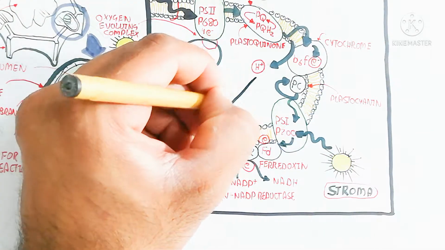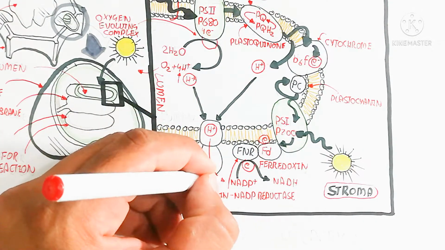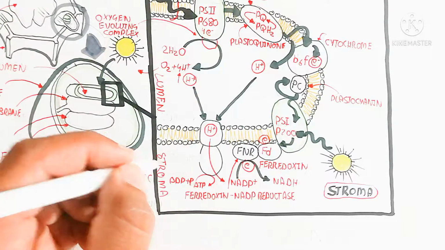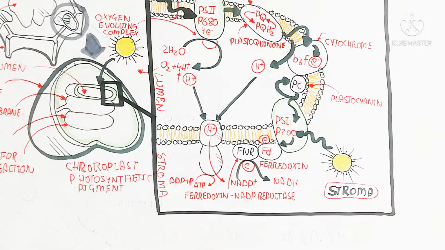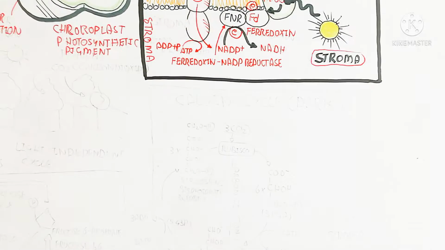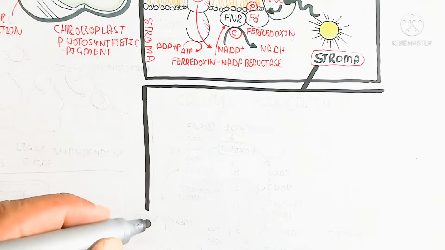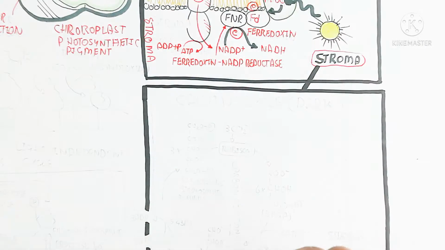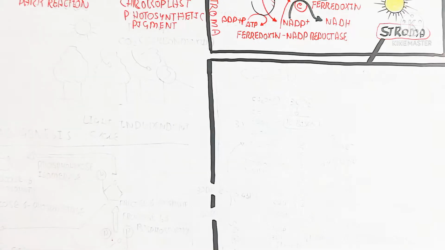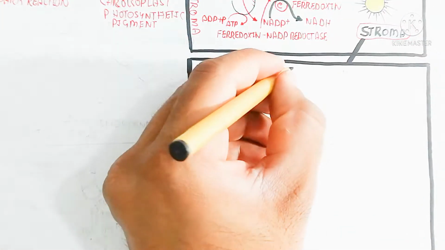In this way, 4 protons are moved out to produce 1 ATP, and this ATP and NADPH are the energy-producing step during the light reaction that leads to the dark reaction in the stroma, for example the Calvin cycle. The Calvin cycle does not require light directly, so it is the dark reaction. Dark means it is a light independent reaction.